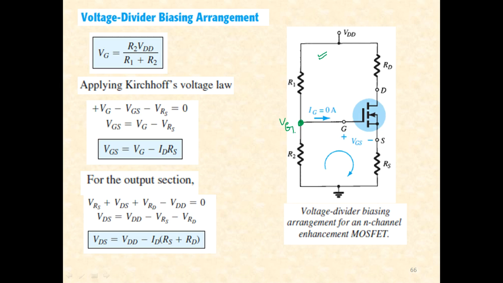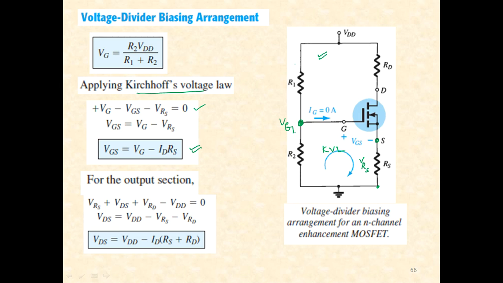Then applying Kirchhoff's voltage law, you can solve it: VG minus VGS minus VRS, where VRS is the voltage drop across the source resistor. If you apply KVL, that's the expression you get, and once you simplify and rearrange it, you will get this expression for VGS.